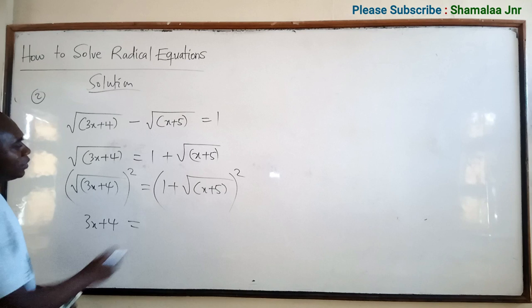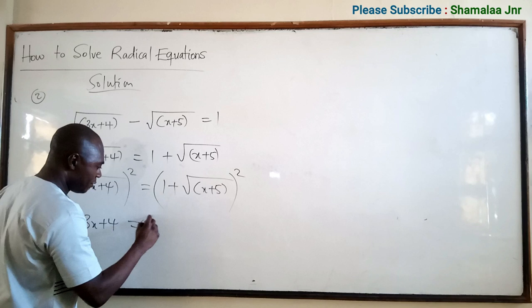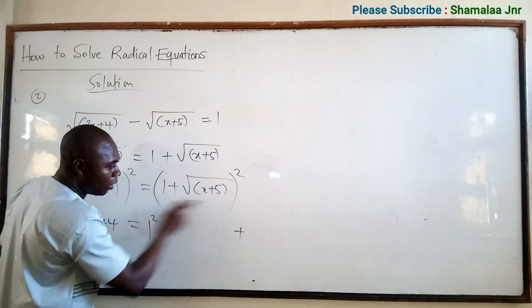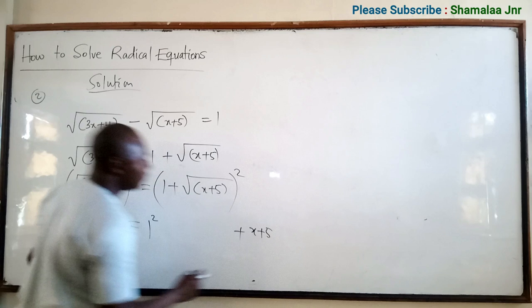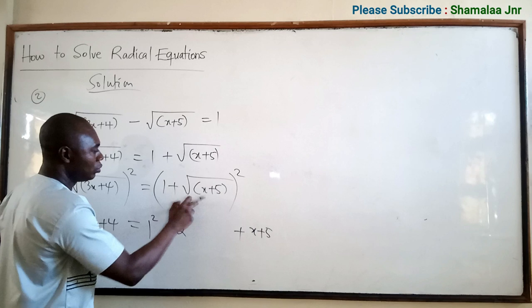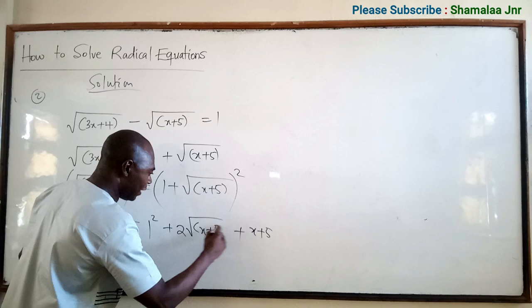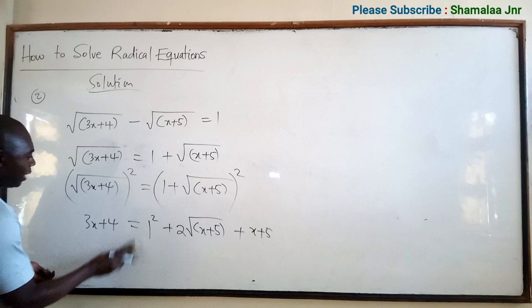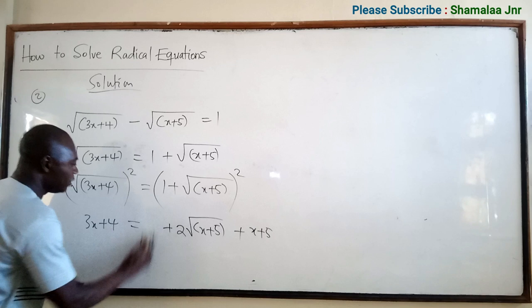Now, here, if you are expanding this, this one will be 1 squared, plus the square of this, so this one will be x plus 5, plus 2 times the product of these two. So 2 times 1 times square root of x plus 5. Are you seeing it? And 1 squared is the same as 1. So you are going to have something like this.